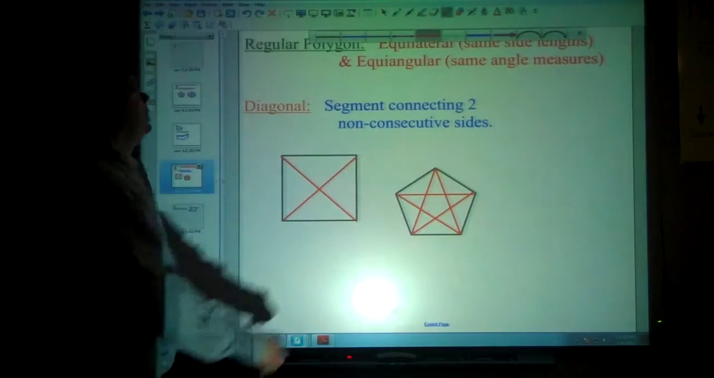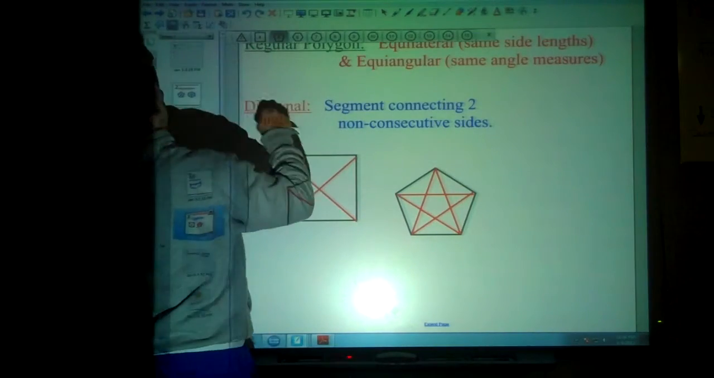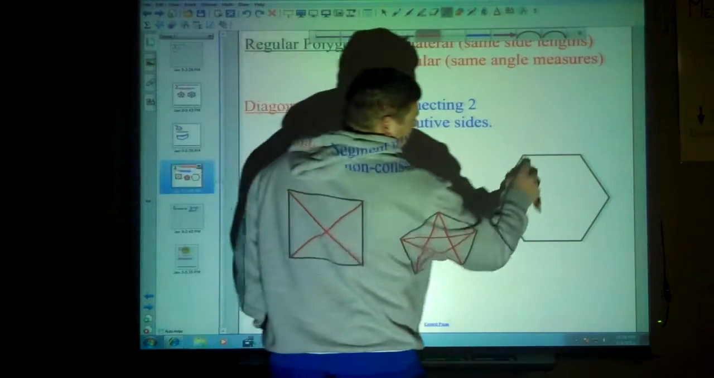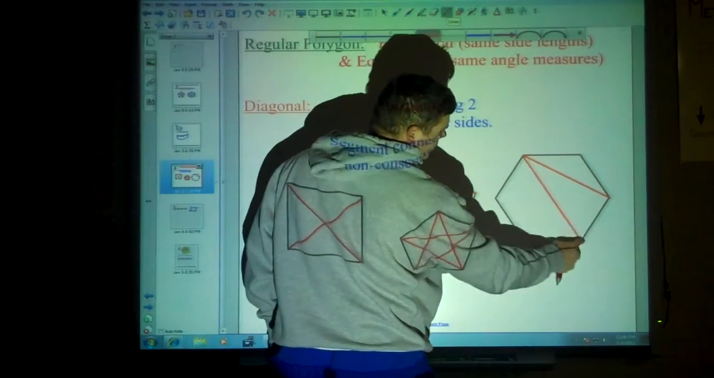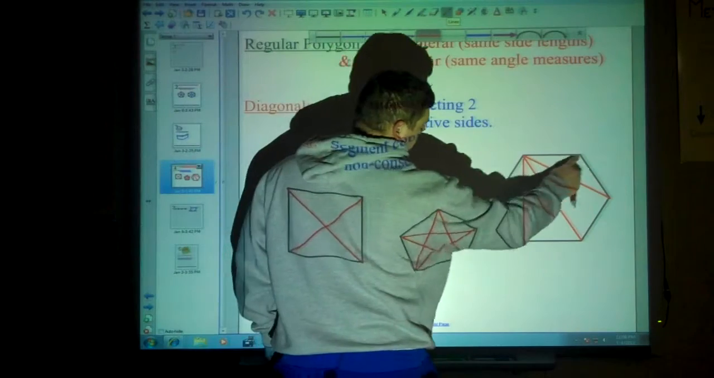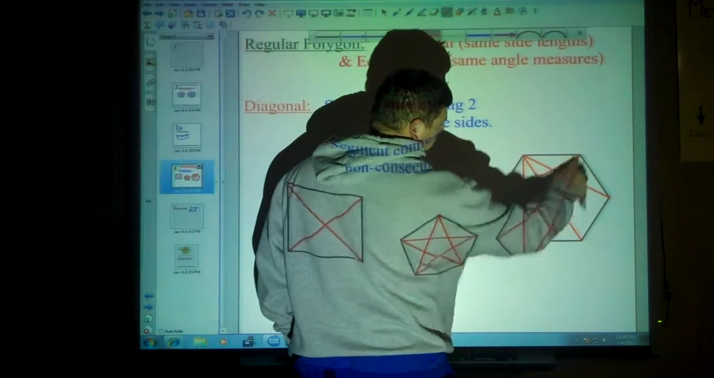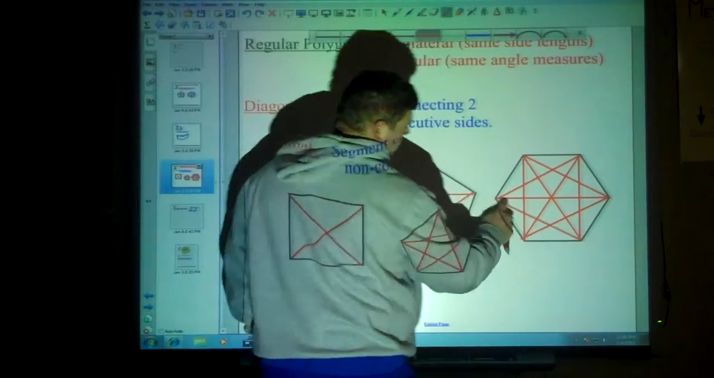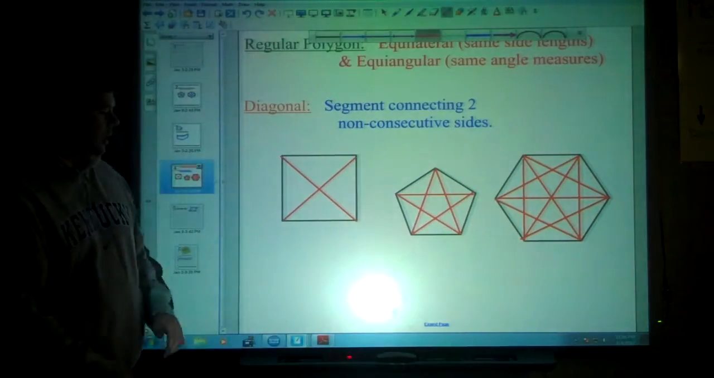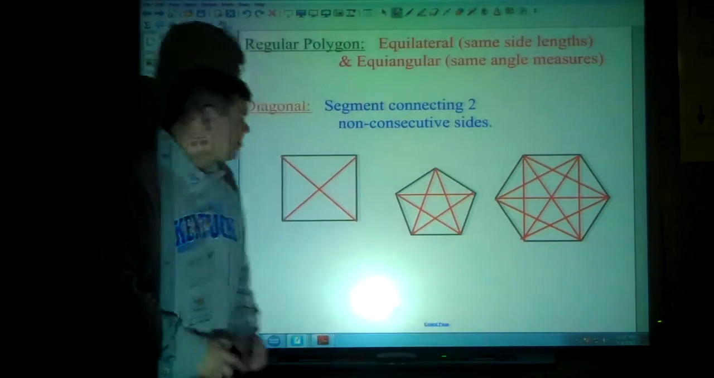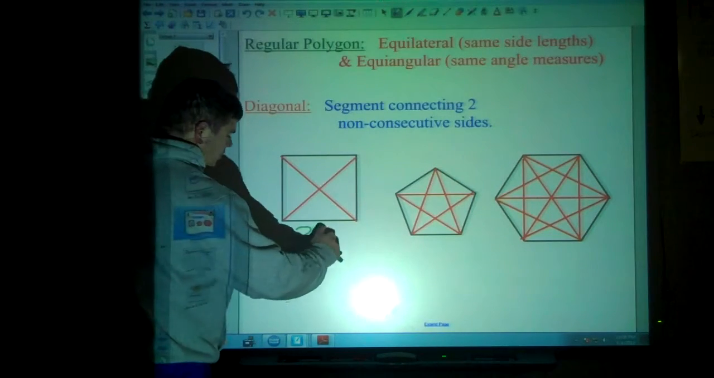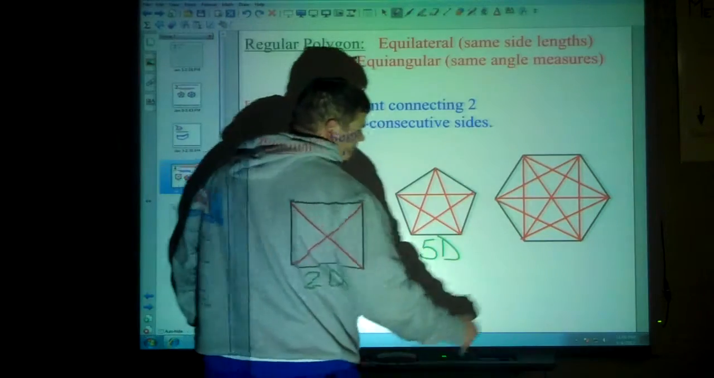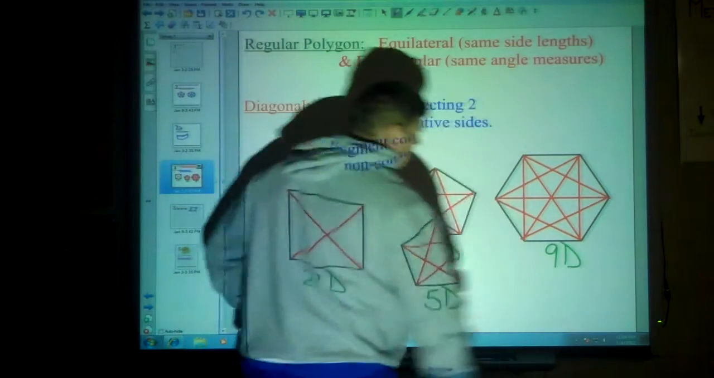More diagonals. If we look at a hexagon, and I look at the diagonals, much more complicated. There's actually a pattern to them. This one had 2 diagonals. This one had 5 diagonals. And this one had 9 diagonals.